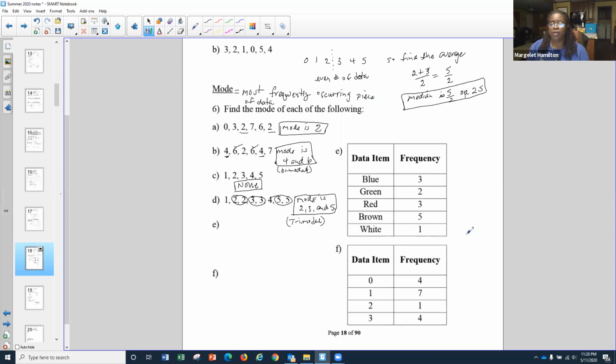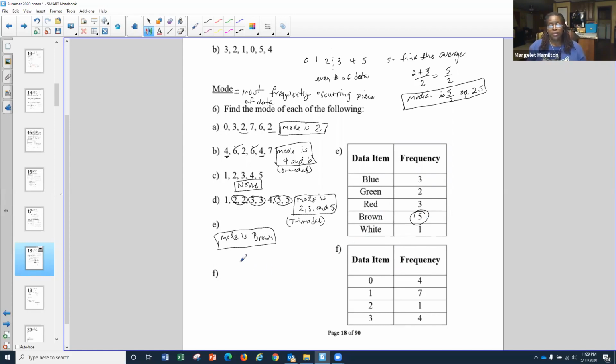So we look at our frequency table, we see clearly what color appears the most. Looking here, we see that brown appears the most, right? So our mode is brown. Why? Because it appears 5 times.